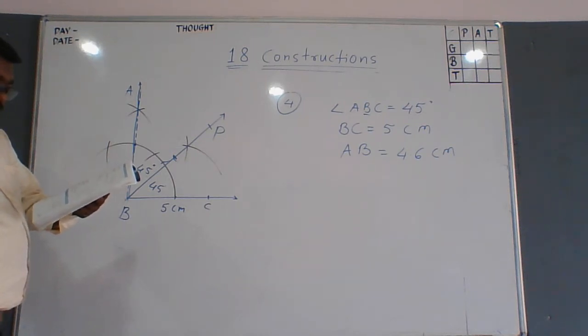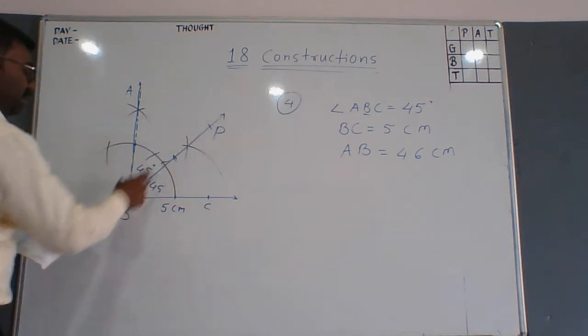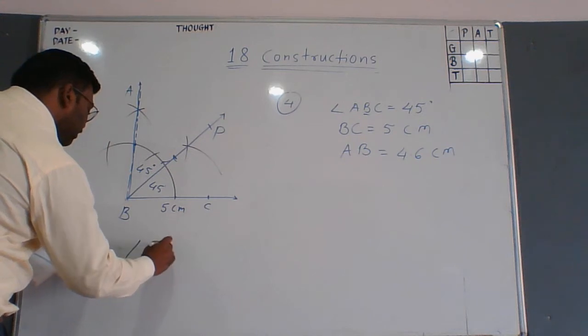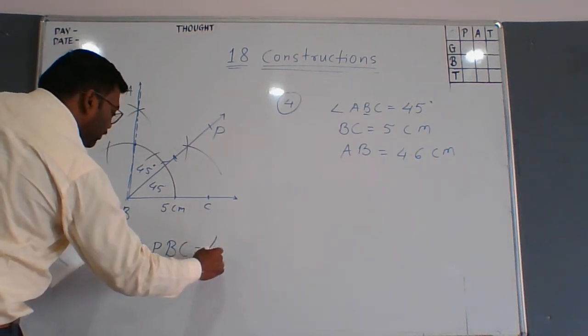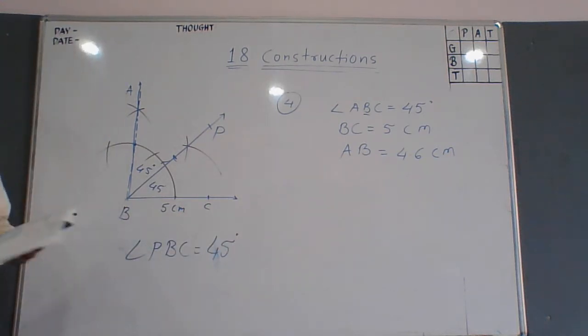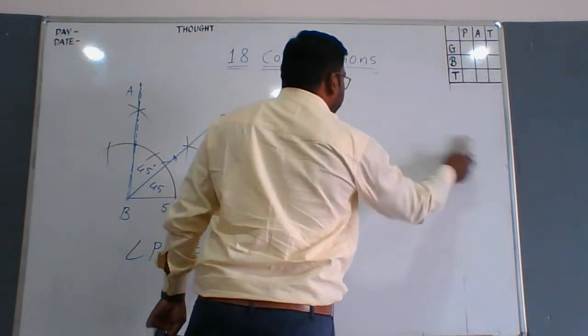Now state the measure of angle PBC. So angle PBC is half of 90, which is 45 degree. Correct? So here we completed the fifth question. Now we are solving question number 6.